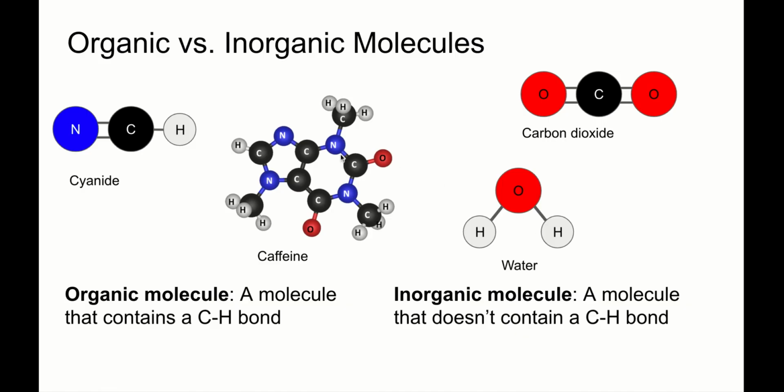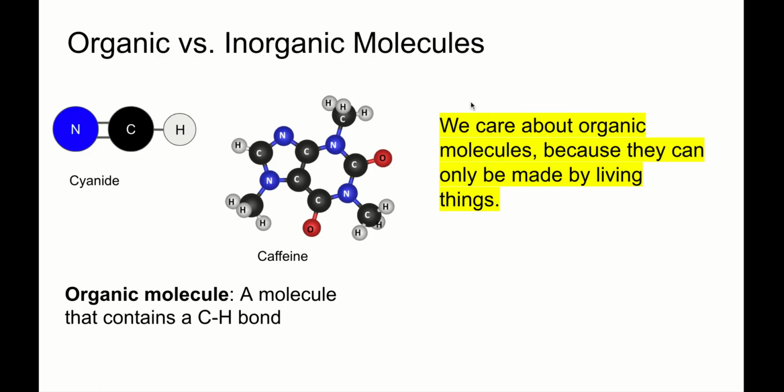You might be wondering, why do we care about the difference between these? Well, we care about organic molecules because they can only be made by living things. And so when we look and see organic molecules, we know they've been made by a living thing, and living things are mostly made out of organic molecules. And we're going to be looking at some different large organic molecules today.